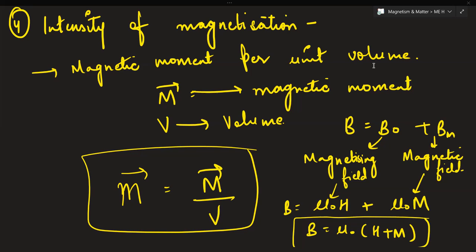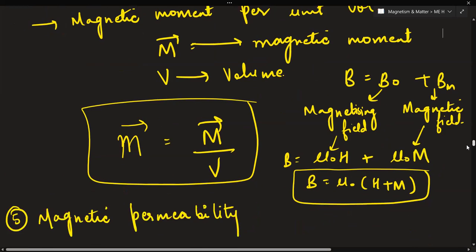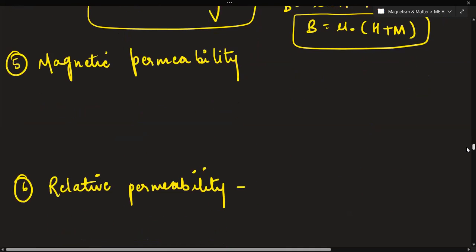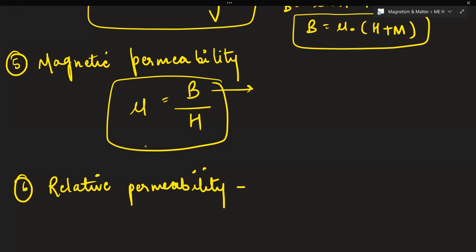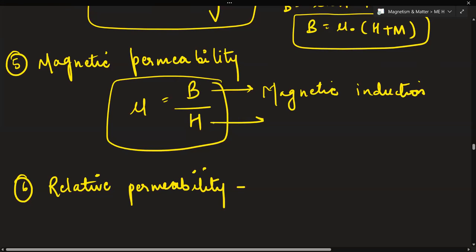Now, class, four small terms are left. Let's complete with that. Magnetic permeability. See, magnetic permeability is easy. Magnetic permeability is basically the ratio of magnetic induction B to the magnetic intensity H. B is the magnetic induction, and H is the magnetic intensity. All the definitions we have discussed, you just have to learn this.